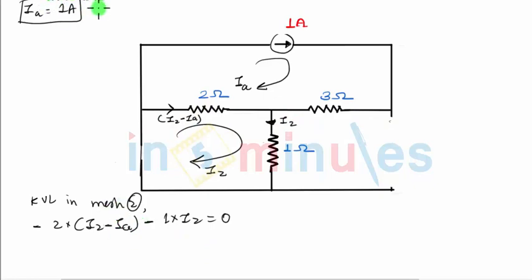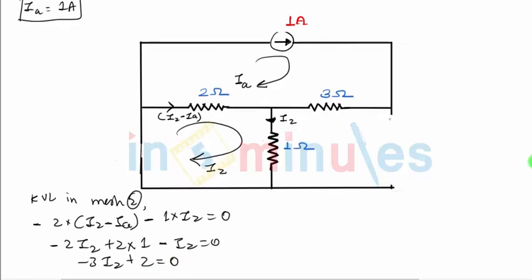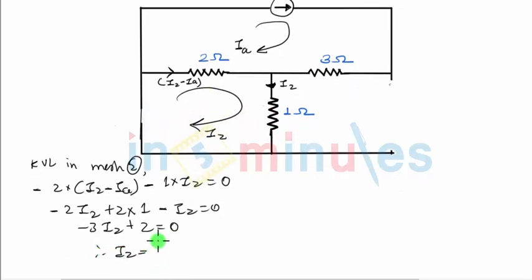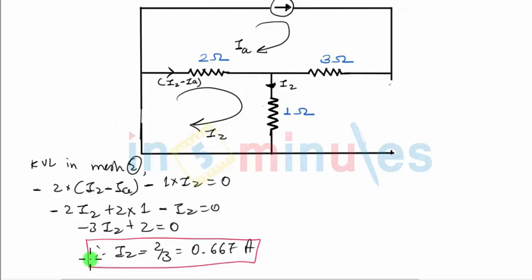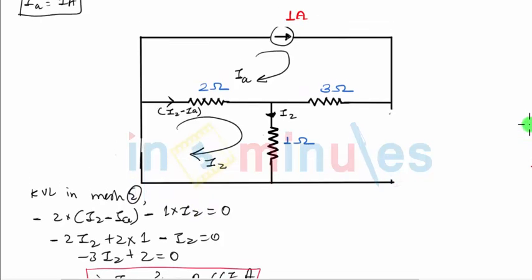Replace IA with its value, which is 1 ampere. So we get minus 2 I2 plus 2 IA, IA is equal to 1, minus I2 equal to 0. This gives me minus 3 I2 plus 2 equal to 0, and that means I2 is equal to 2 by 3, and 2 by 3 will be nothing but 0.667 amperes. So that's the second value of the current that we are looking for. This is the value with keeping 1 ampere current source active in the circuit.